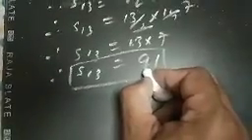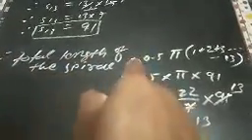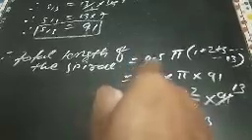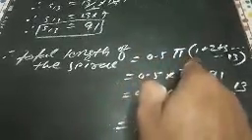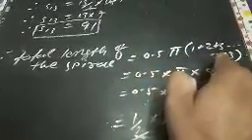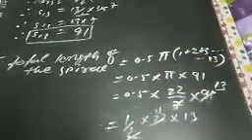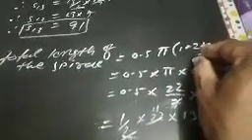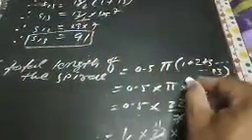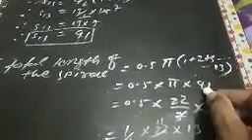Now we put this value in the total length of spiral formula. Again we write the total length of the spiral, which is equal to 0.5 pi into bracket 1 plus 2 plus 3 plus up to 13, and we already got the sum S13 equal to 91. The sum of the first 13 numbers is 91.